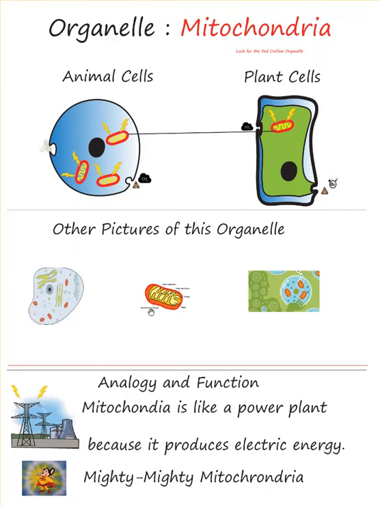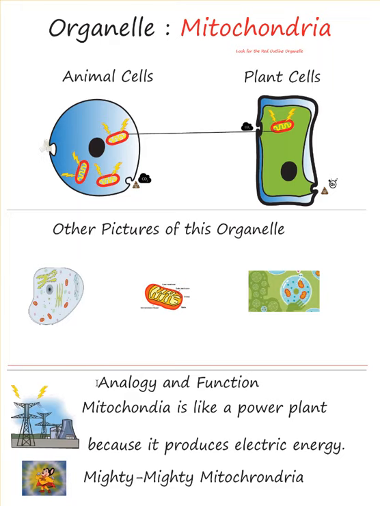And they could look like this, kind of like a lazy river. Or they could look like this. It just depends who's drawing them. They could all look kind of different. An analogy and function of mitochondria, it is like a power plant because it produces electric energy. And just like your toys require batteries to operate, your body requires electricity to operate as well. And that's all being created by the mitochondria in your cells.